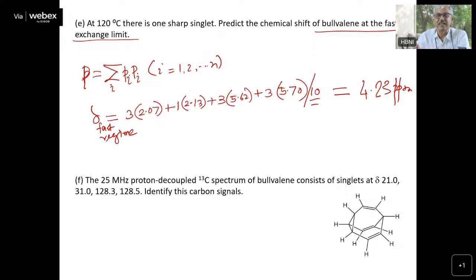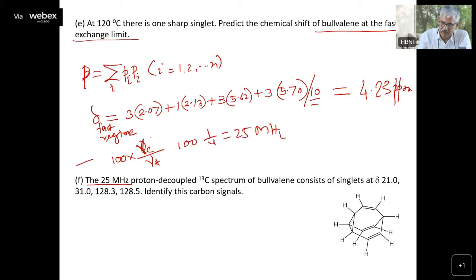Now we are recording the proton NMR at 100 megahertz. So if you record the carbon-13, what will be the NMR frequency of carbon-13 in the same machine? It will be 100 into the gyromagnetic ratio of carbon by the gyromagnetic ratio of hydrogen. This is almost about 1/4. So that's why it is 25 megahertz, proton decoupled. So we are doing a broadband decoupling.